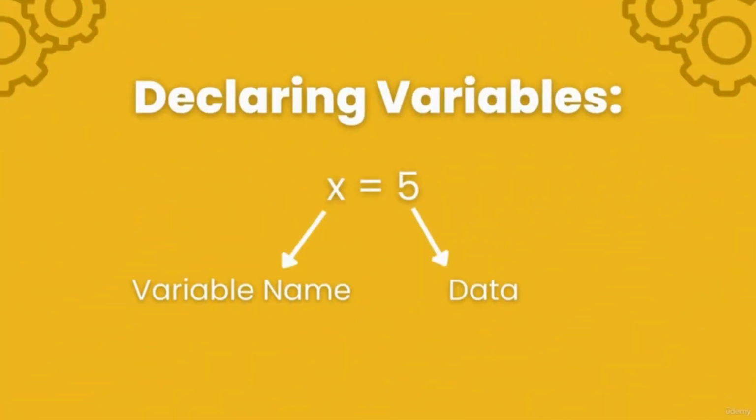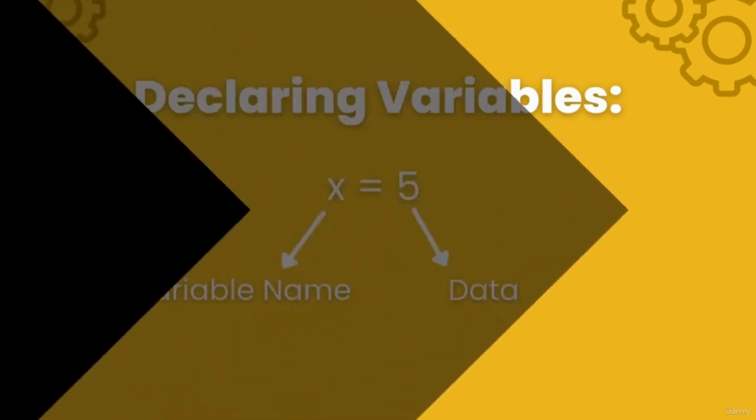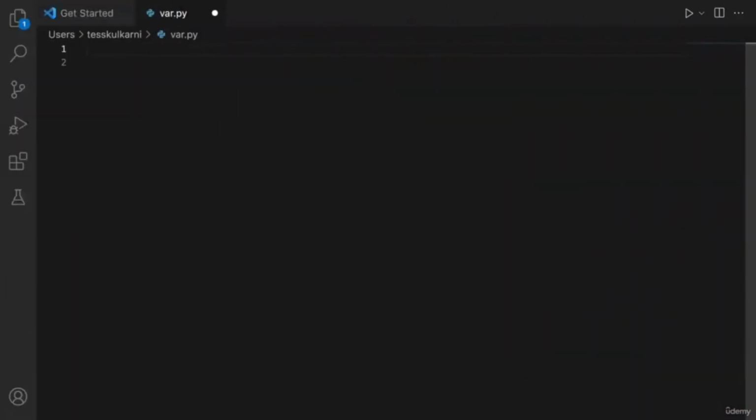Now, how do we declare variables? If I wanted to create a variable x and store the value 5 in there, I would simply write x equals 5. Yes, it's that simple. To declare a variable, you just write the variable name, write an equal sign, and write the data you want to store.